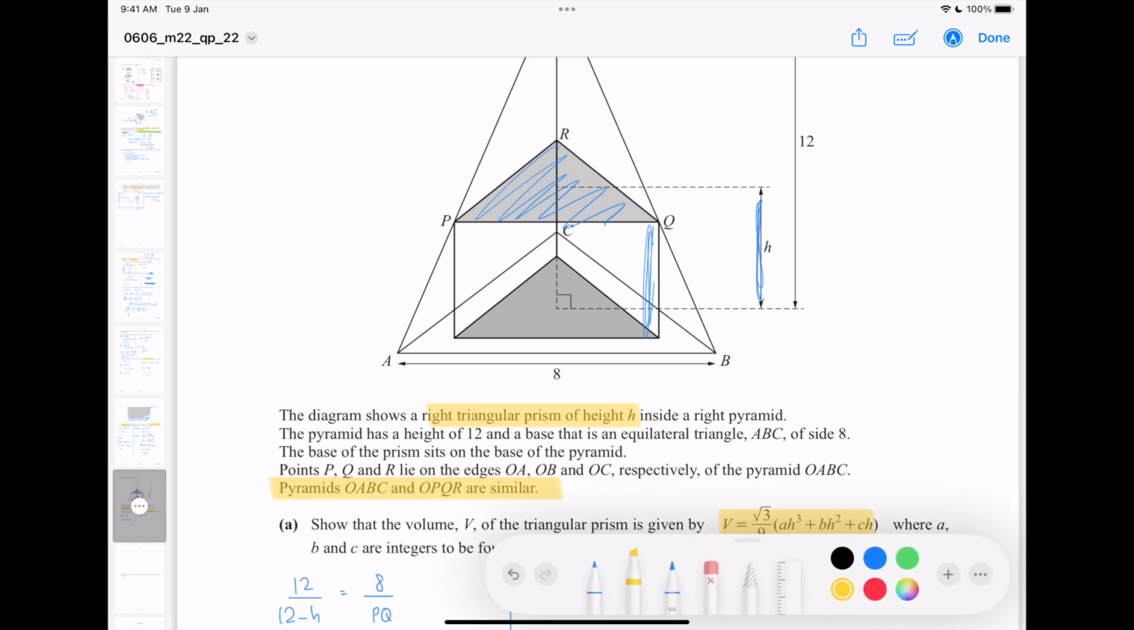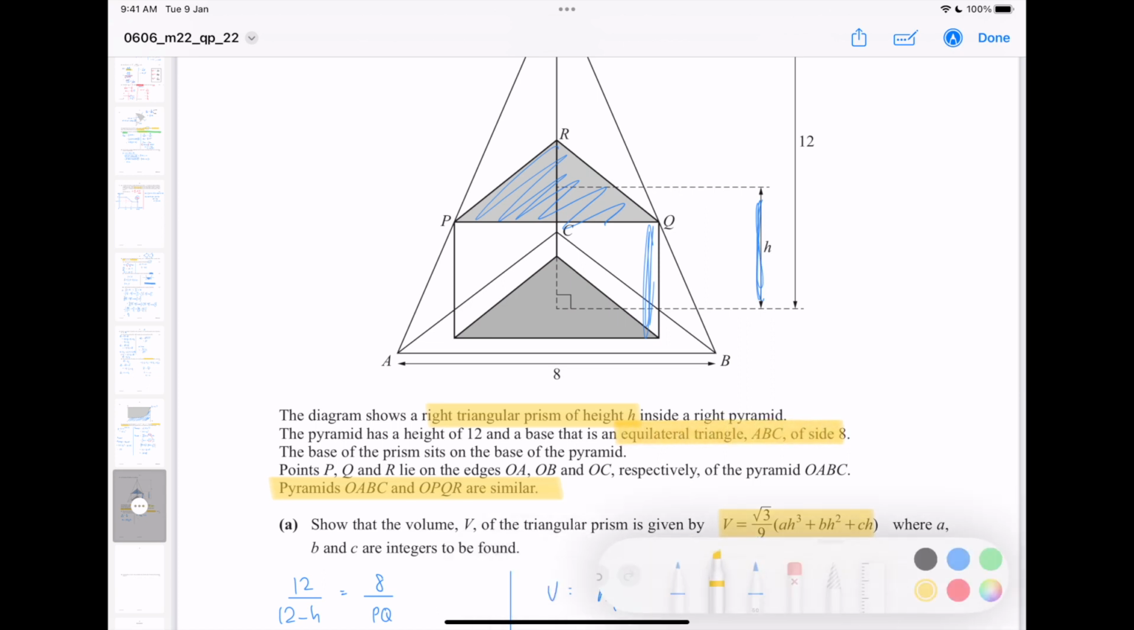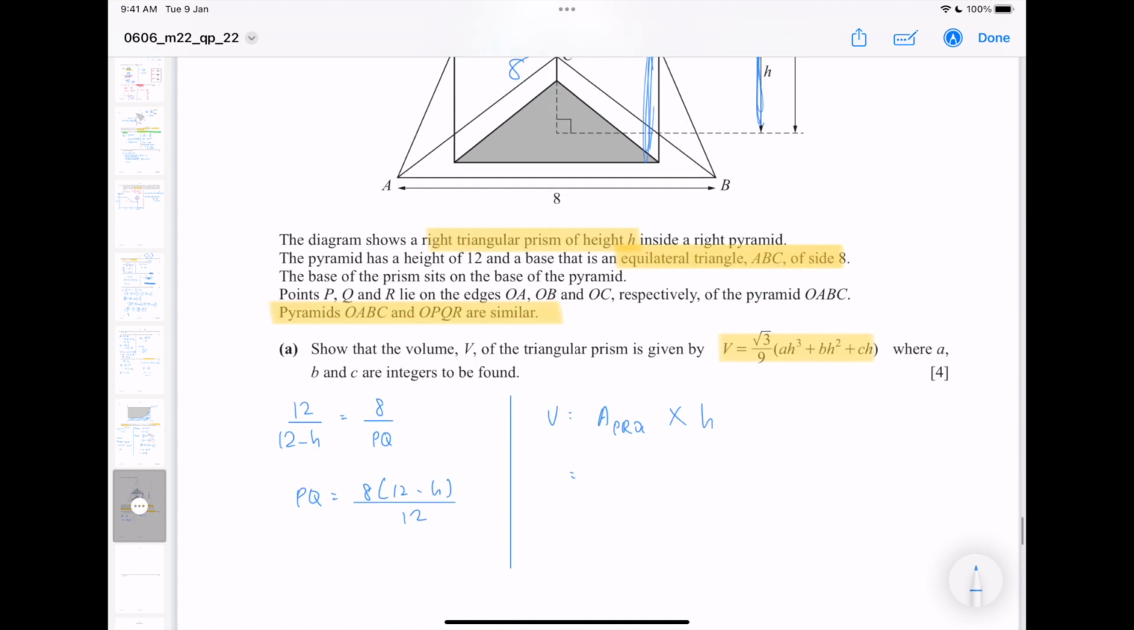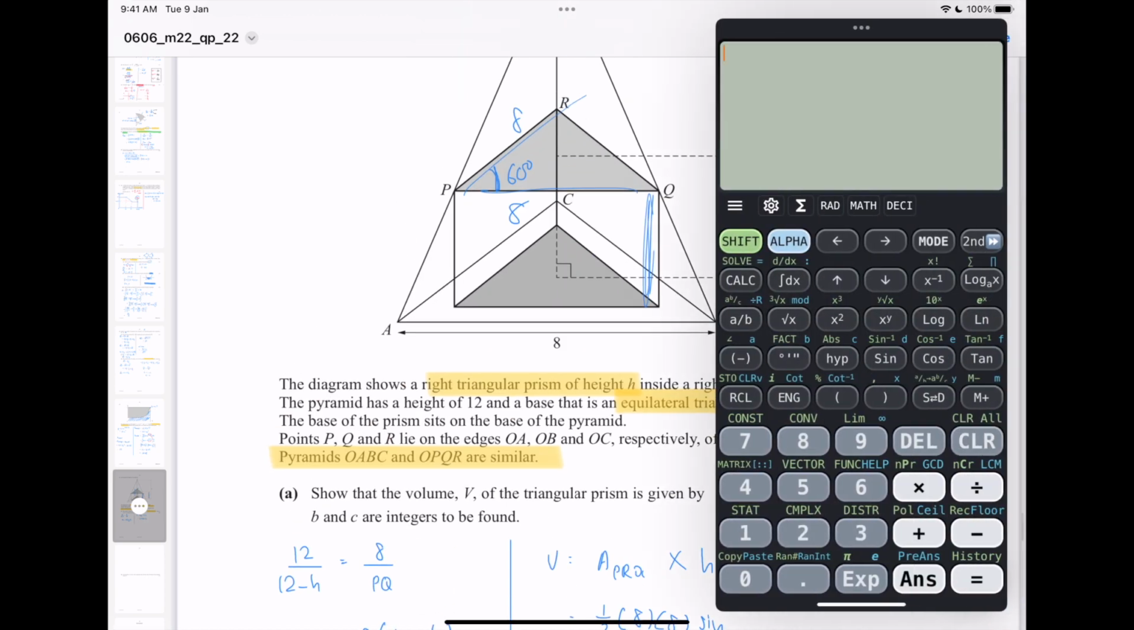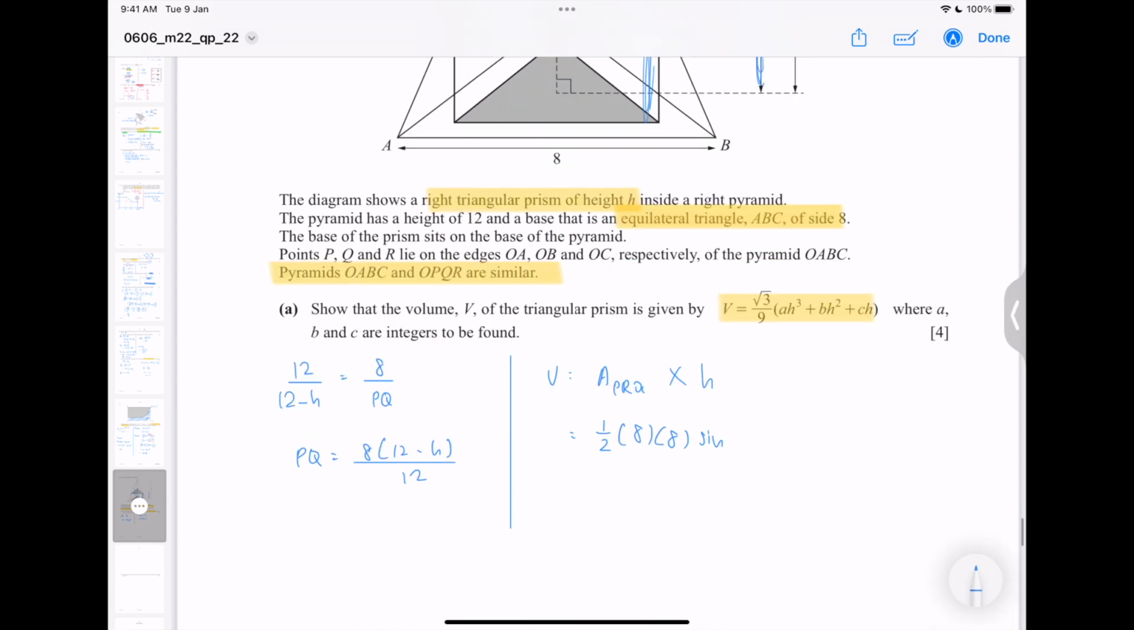Area of PRQ, what can we do? It says it is an equilateral triangle, side of 8. So that's 8, 8, and 60 degrees, right? So half ab sine C, 60 degrees. What is 60 degrees in radians? Divide by 180, one third pi. You can also go with 60 degrees. Sine 60 degrees times height, which is h.